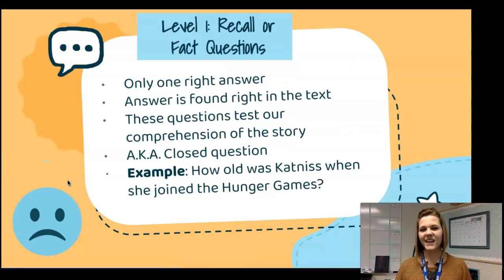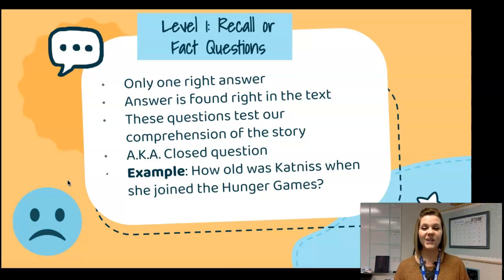So our first level is recall or fact questions. These are kind of like our sad face questions because there's really only one right answer that's found right in the text. These questions are good to test our comprehension of the text, but they don't really allow us to discuss it because as soon as one person answers the question with the one right answer, that's all the group can do. There's not really much for people to discuss after this type of question has been answered.